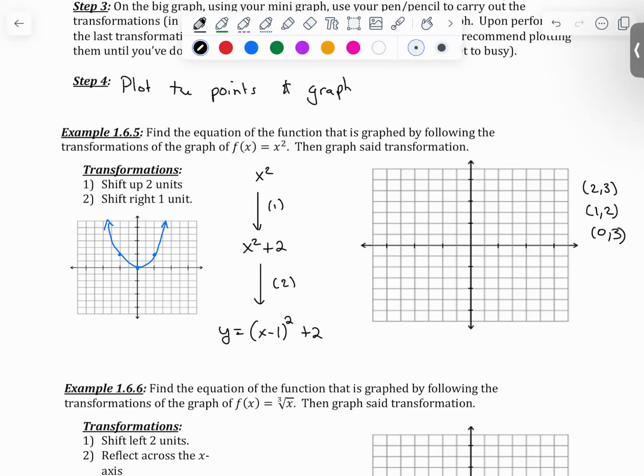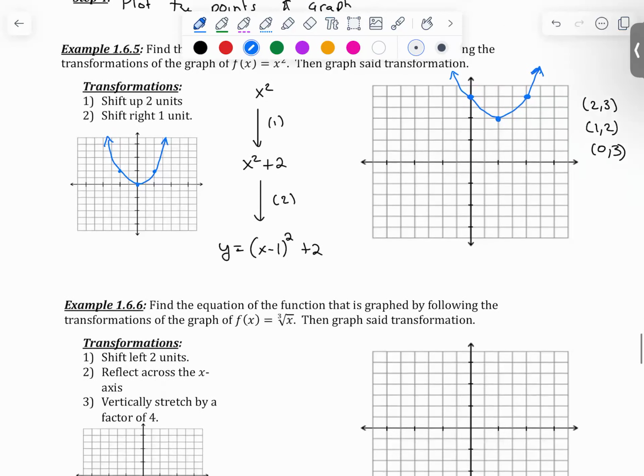The other reason is if you have to plot points, now you don't have to do it in your head. You've already jotted them down, so you're done. So now we'll plot them. So (2, 3) is right there. (1, 2) is right there. And (0, 3) is right there. And that will be our transformed graph.